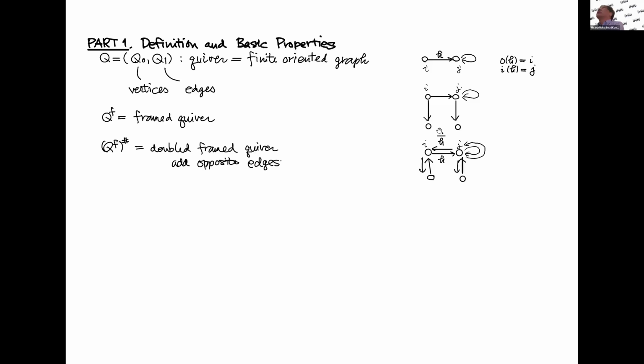And then I add a copy of each vertex like this. This is the so-called framed quiver. For each vertex, I put a copy. This is a copy of i, this is a copy of j, and I add an arrow from the original vertex to this new copied vertex. And then I define the double of this framed quiver. I formally add opposite edges, like this picture. This is the quiver which I will play with.